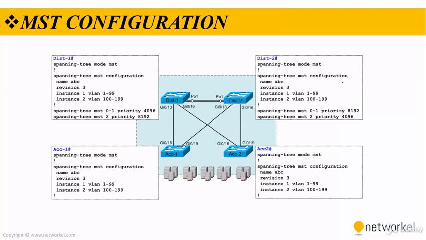And here is the most important part of this section. We have 4 different switches, as you can see in our topology: distribution 1, distribution 2, access 1, and access 2 switches. To configure MST for all these switches, the first thing we should do is convert the spanning tree mode to MST by typing spanning-tree mode mst and entering the configuration mode in all these switches.